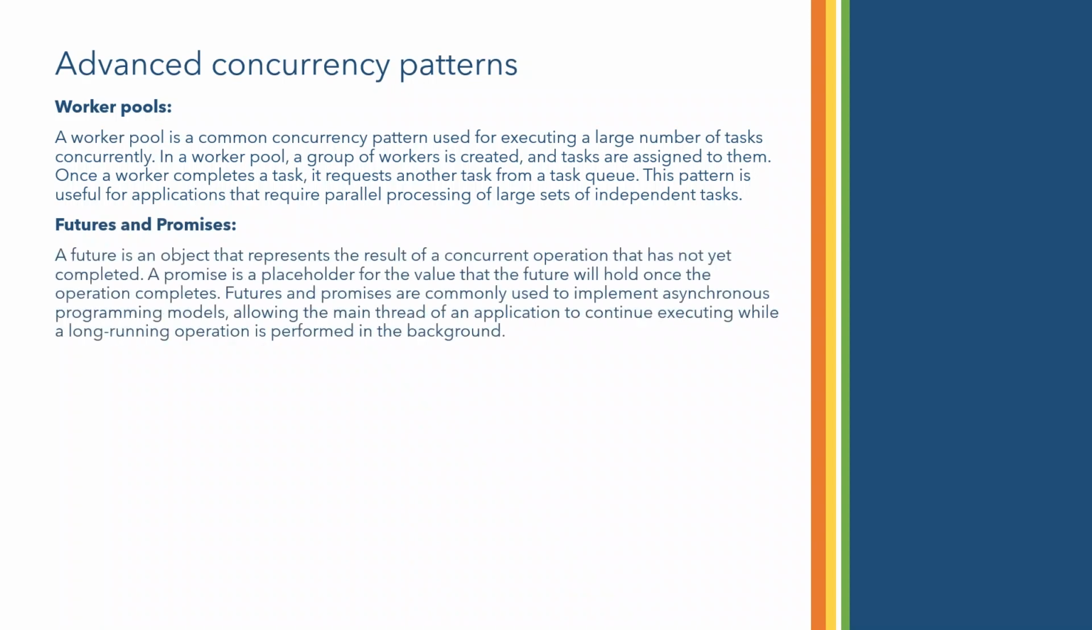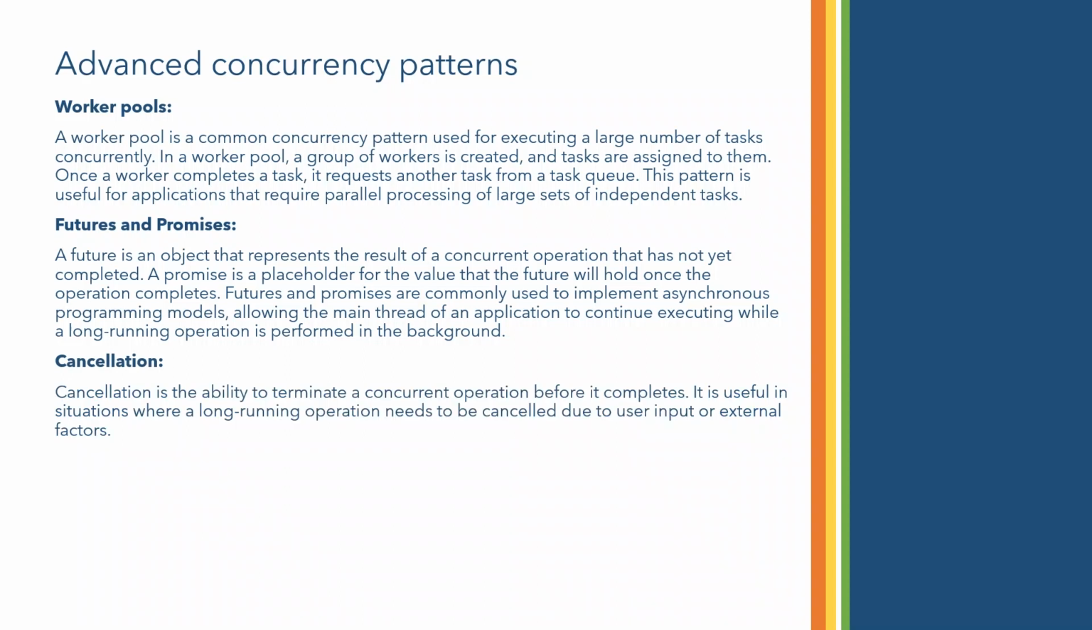The second one is futures and promises. A future is an object that represents the result of a concurrent operation that has not yet completed. A promise is a placeholder for the value that the future will hold once the operation is complete. Futures and promises are commonly used to implement asynchronous programming models, allowing the main thread of an application to continue executing while a long running operation is performed in the background.